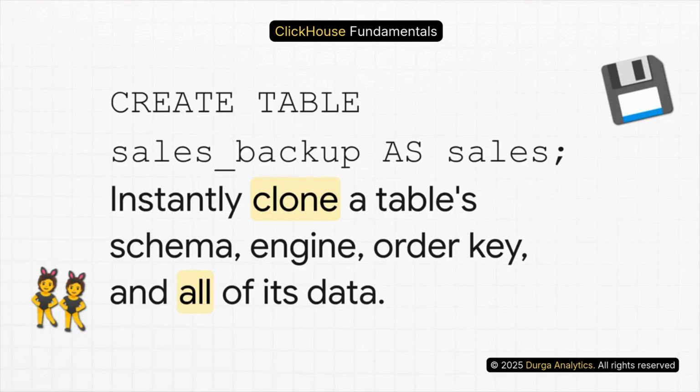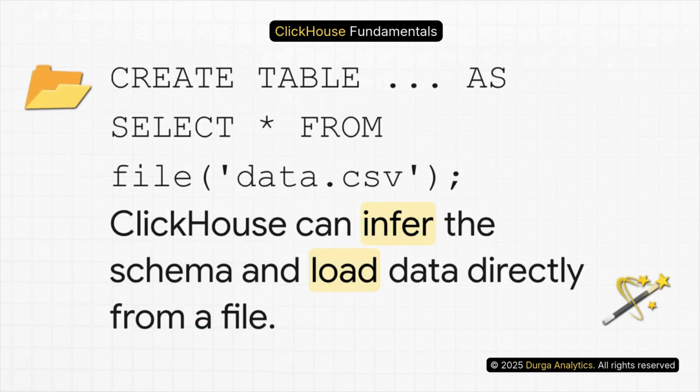So let's say you need a quick backup or maybe a staging table for an experiment. You can instantly clone an entire table, the schema, the engine, the order key, all the data with this one simple command. It is so useful. This is another one of those famous ClickHouse features.